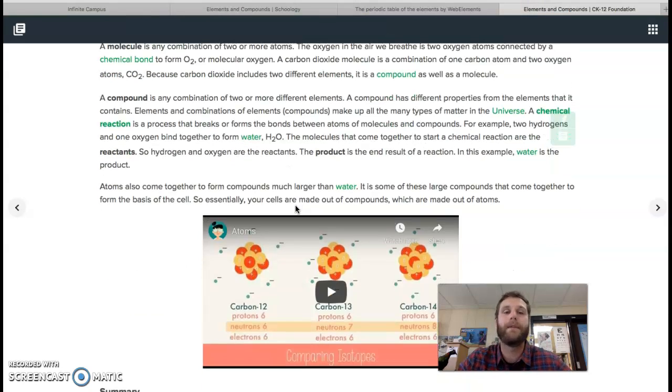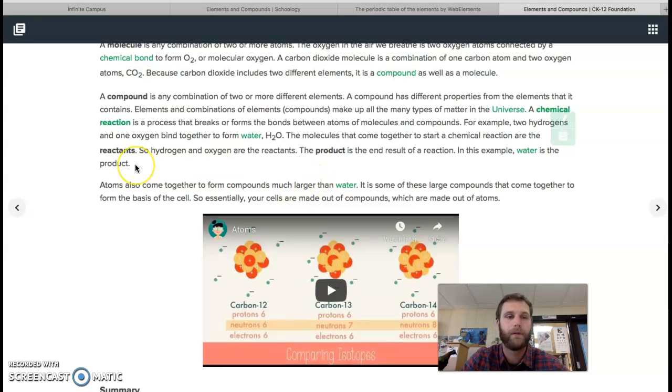A compound is any combination of two or more different elements. A compound has different properties from the elements that it contains. Elements and combinations of elements, or compounds, make up the many types of matter in the universe. A chemical reaction is a process that breaks or forms the bonds between atoms, molecules, and compounds. For example, two hydrogens and one oxygen bound together make water, H2O. The molecules that come together and start a chemical reaction are the reactants. So hydrogen and oxygen are reactants. The products, the end result of the reaction in this example, is water.